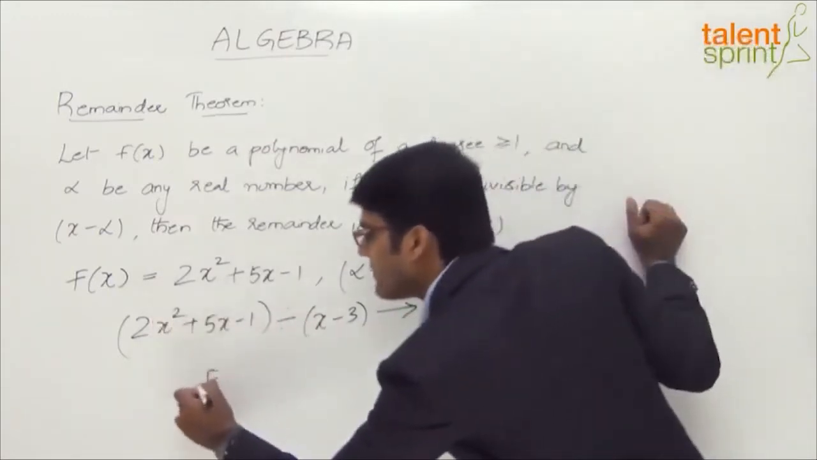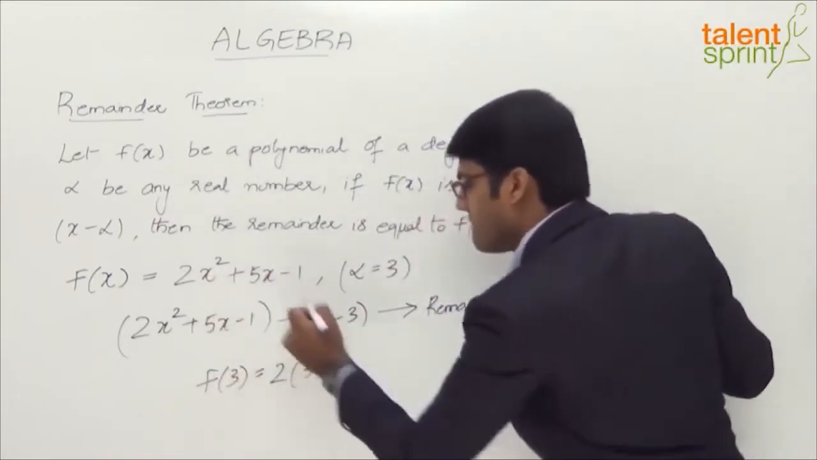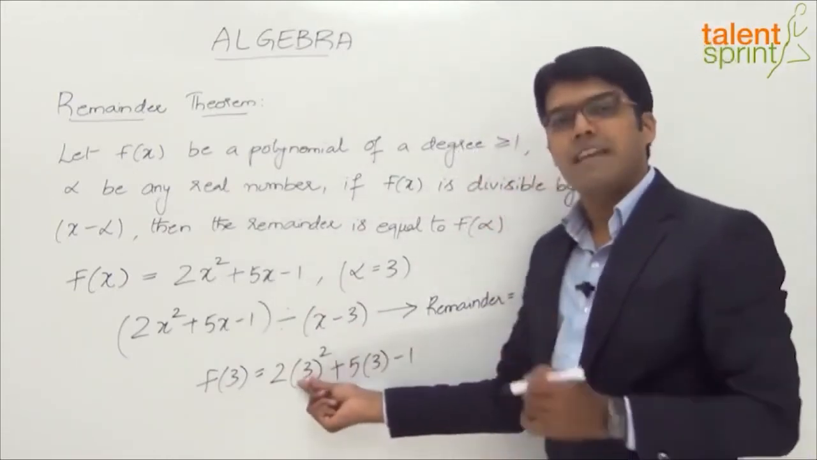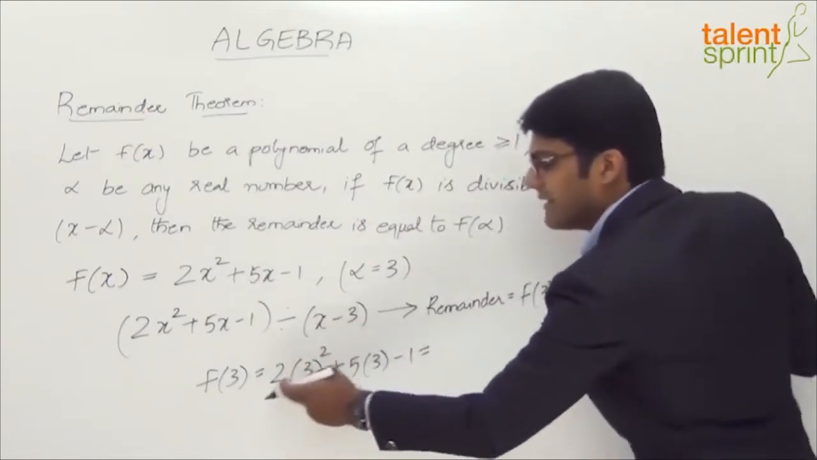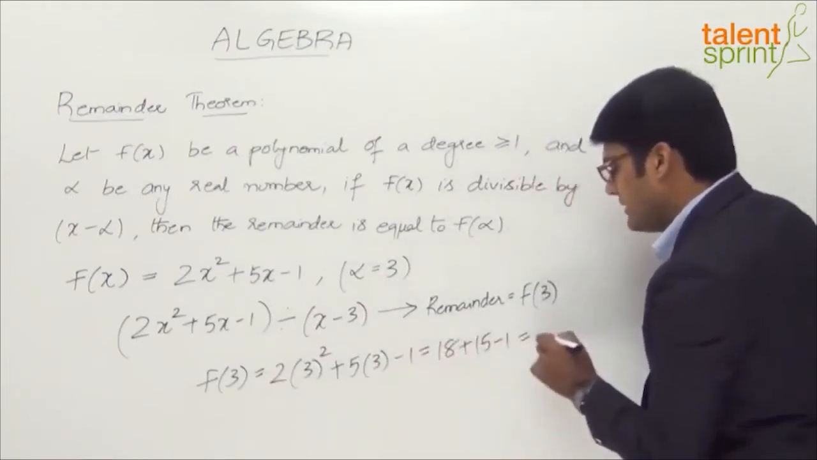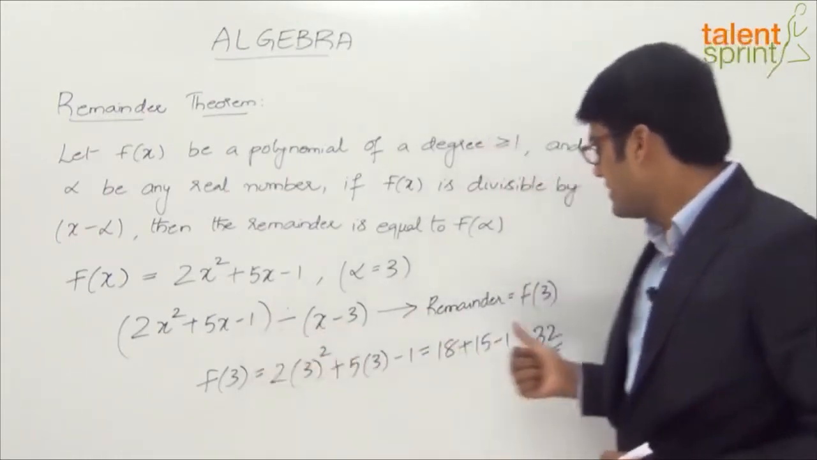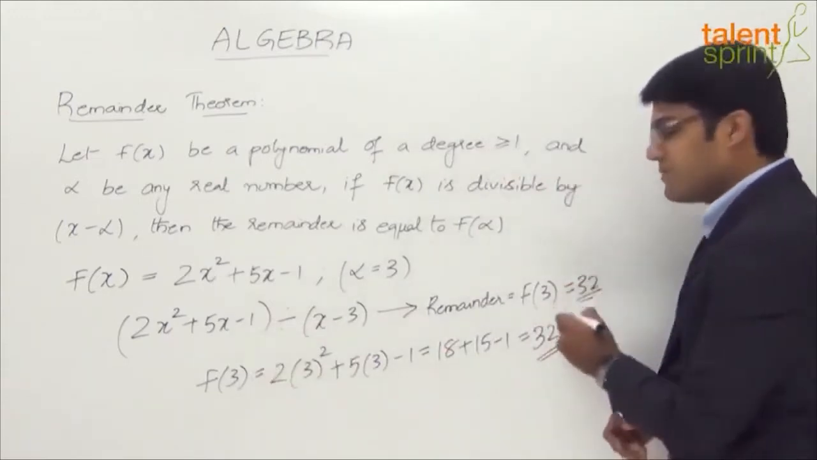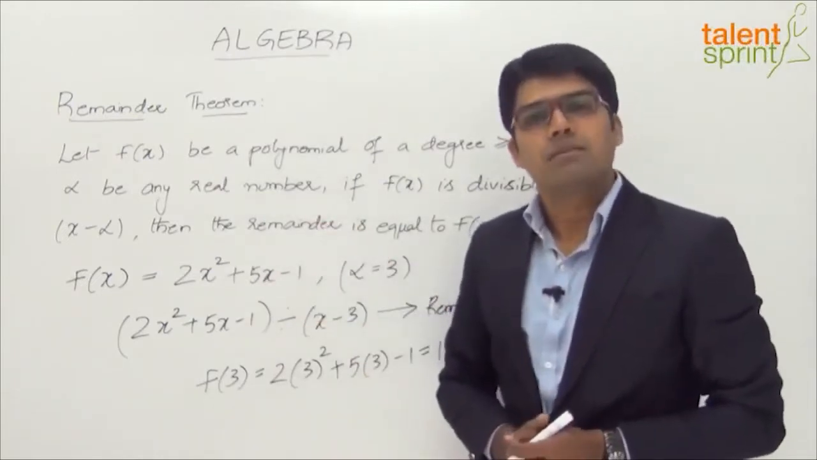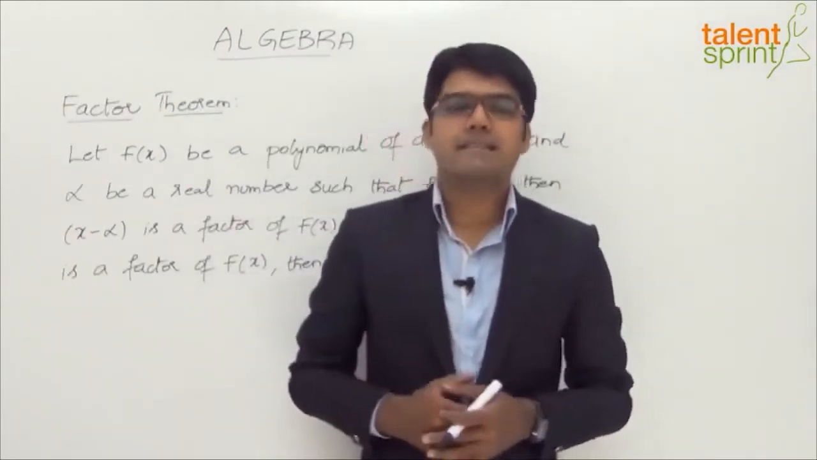So what is f of 3? f of 3 will be equal to 2 into 3 squared, plus 5 into 3, minus 1. So simply substitute 3 in place of x. Let's simplify this. 3 squared is 9, 9 into 2 is 18, 18 plus 5 times 3 is 15, minus 1. So 18 and 15 is 33, 33 minus 1 will be equal to 32. So we can say the remainder of this division is going to be 32. f of 3 is equal to 32. This is how we can find out the remainder when we divide a polynomial by another polynomial without doing the actual division.